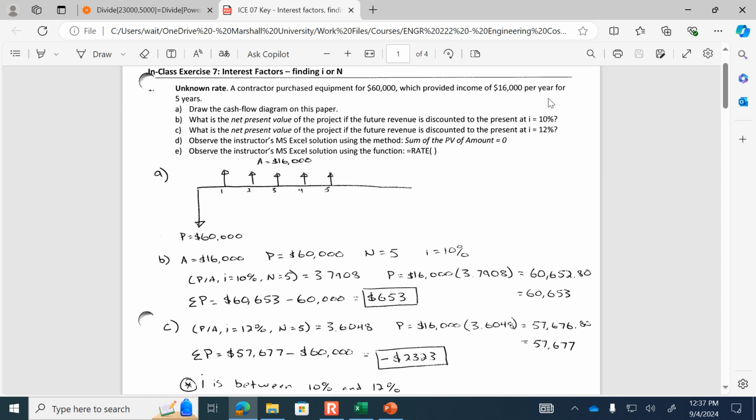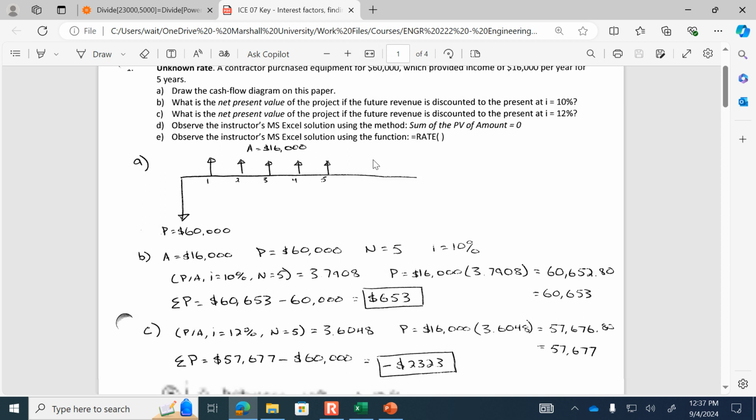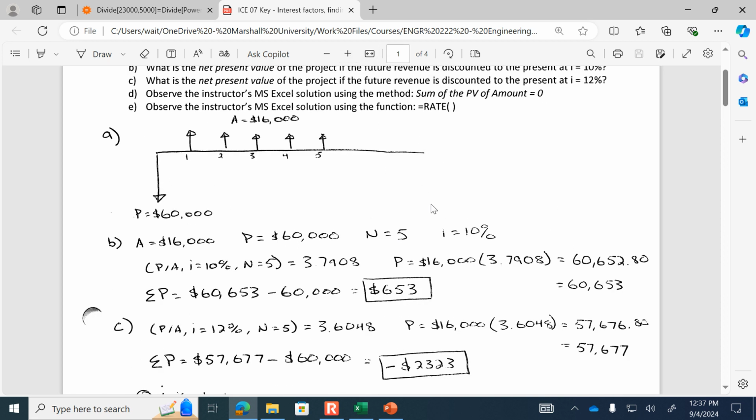So if you discount the annual revenue of $16,000 at 10%, it's a positive sum of the present worth, $653. And if you discount it at 12%, then you get a negative present worth. So think about, why is that? Why does a 12% discount rate make it so that then the net present value is negative?